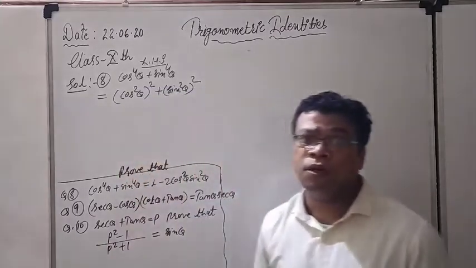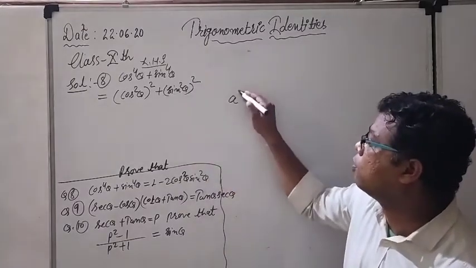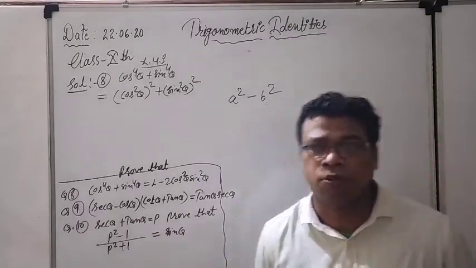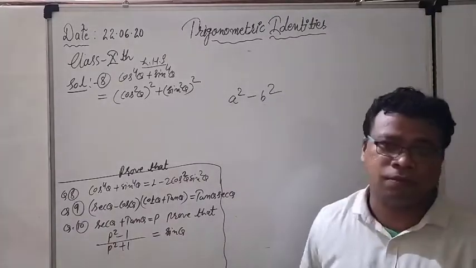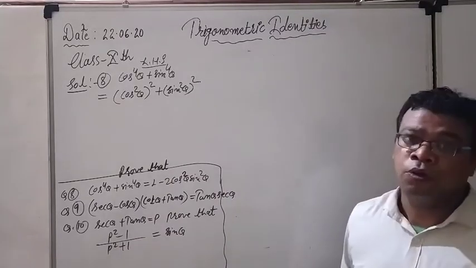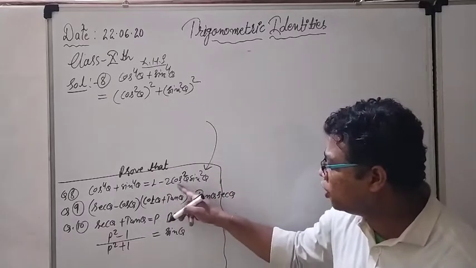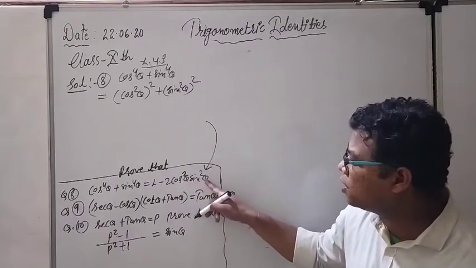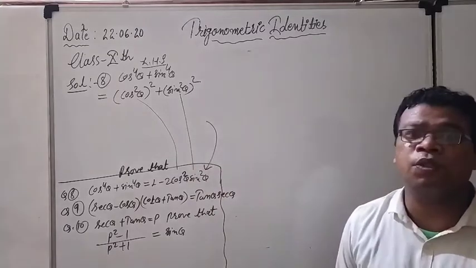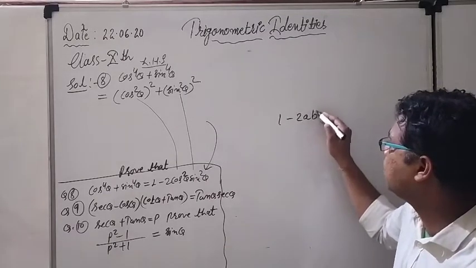And after that, what can I do? It is the a square plus b square form. Try to think. First we will see this particular thing, 1 minus 2 cos square theta sin square theta. You can see cos square theta is there, sin square theta is also there. So it is representing 1 minus 2ab.